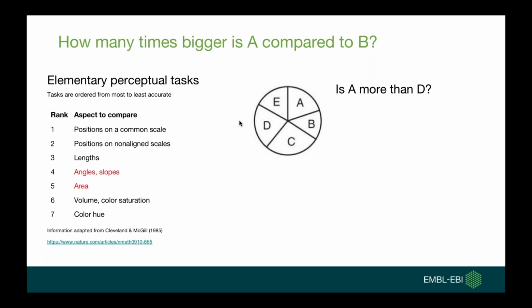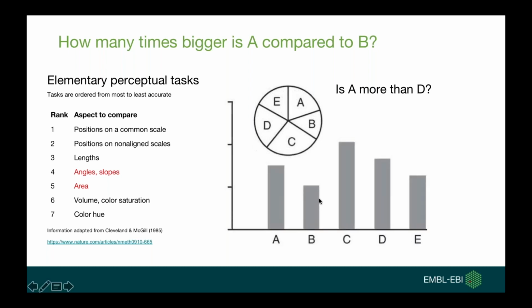On the other hand, if you plot the same data as a bar chart, you can see much more easily that D is actually a bit more than A. And it's much easier to estimate how much more this is. So to me, this looks something like between 5 and 10%.